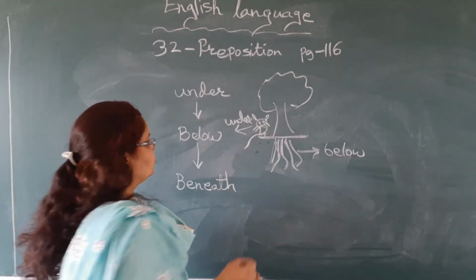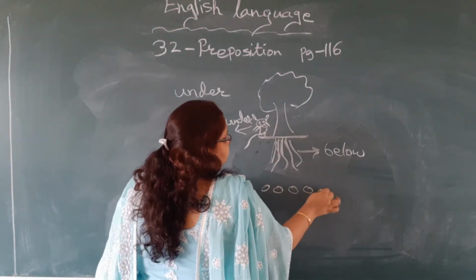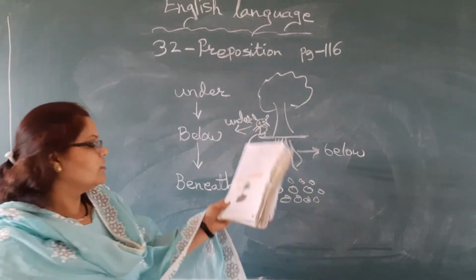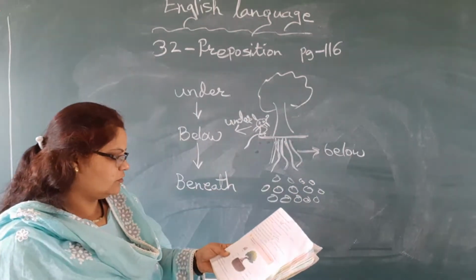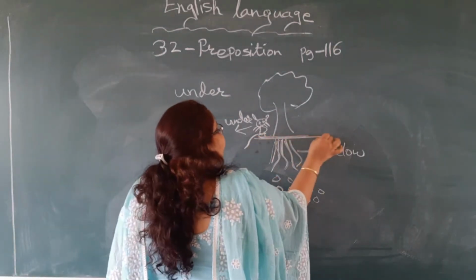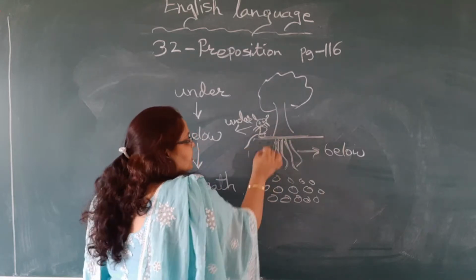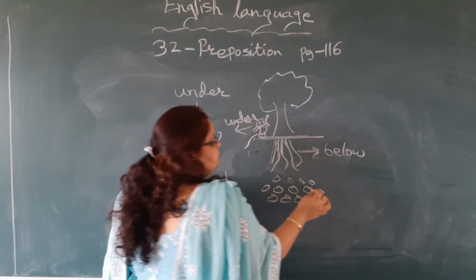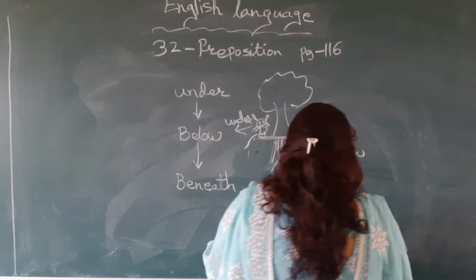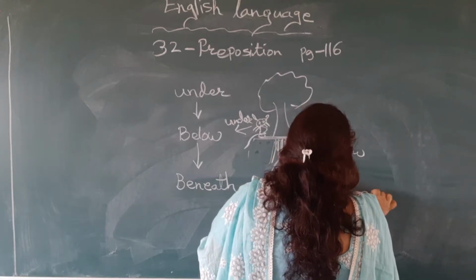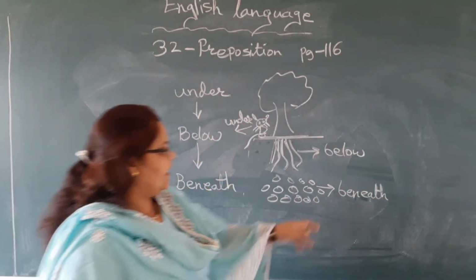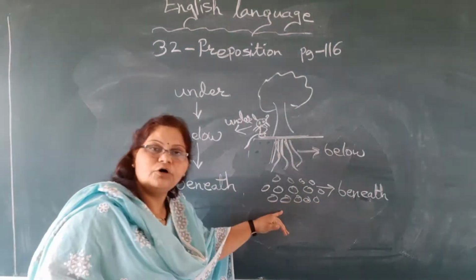Next, it is beneath. Precious stones are found beneath the surface of the earth. So these are some precious stones. Naturally, where is the tree? From there the earth surface starts, and beneath, उसके बहुत नीचे. Where are the stones found? B-E-N-E-A-T-H. Beneath. So remember the spelling, you have to learn it. B-E-N-E-A-T-H. Beneath. उसके बहुत नीचे.